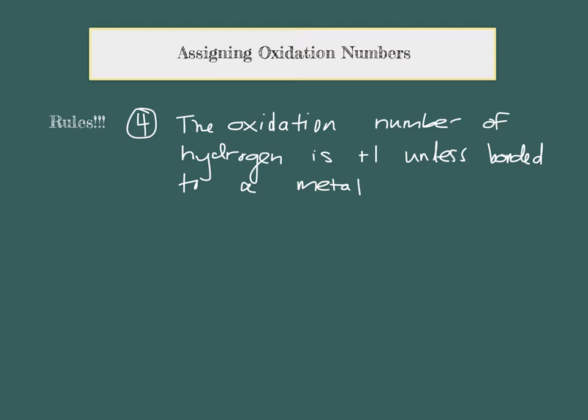Rule number 4. The oxidation number of hydrogen is +1 unless bonded to a metal. For example, in water, we already know the oxidation number of oxygen is -2, and the hydrogen in this case is +1. If the hydrogen is connected to a metal, like in lithium hydride, the lithium will maintain its ion charge of +1, and the hydrogen will be -1 to counter it.